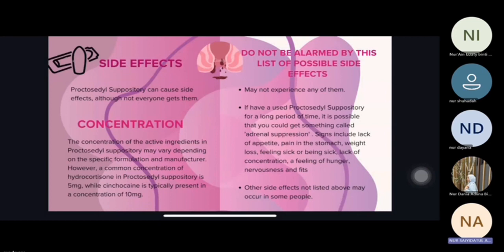First, you may not experience any of them. Second, if you use Proctoxide suppository for a long period of time, it is possible that you could get something called adrenal suppression. Signs include lack of appetite, pain in the stomach, weight loss, feeling sick or being sick, lack of concentration, a feeling of hunger, nervousness, and fits. Last one, other side effects not listed above may occur in some people.